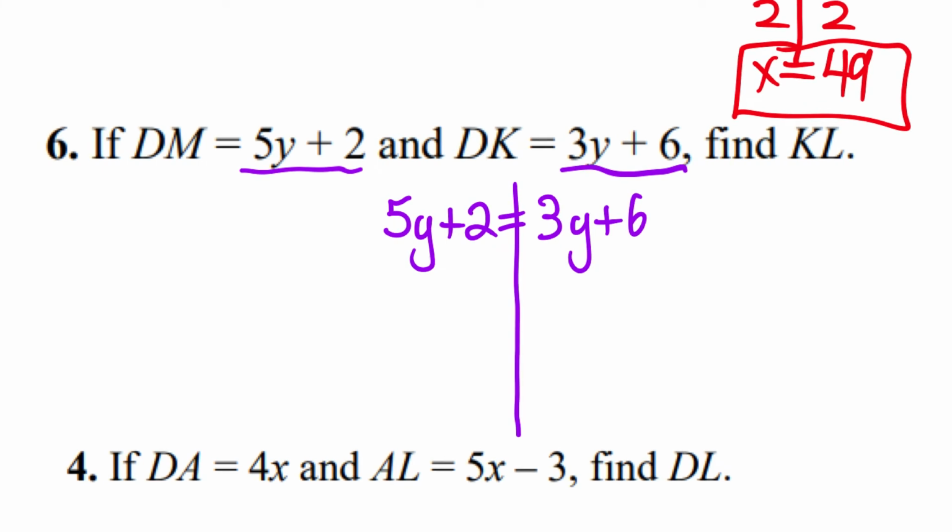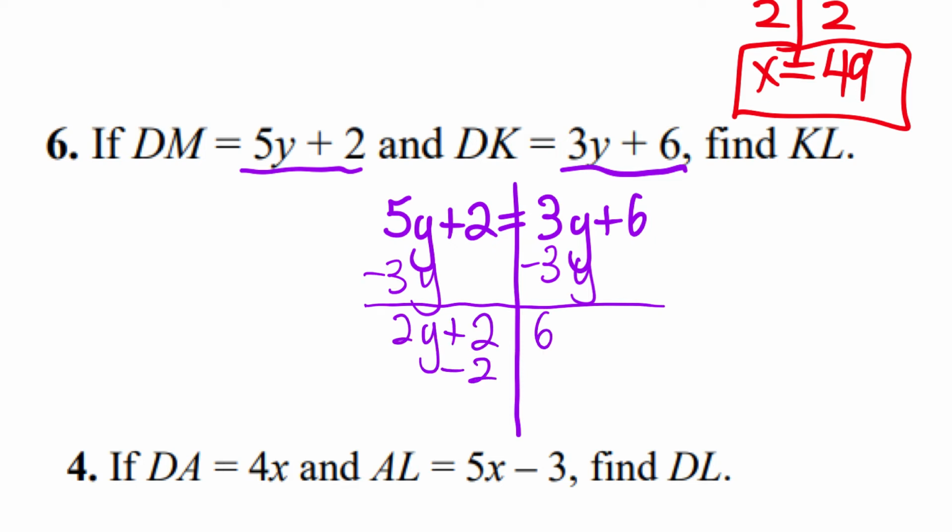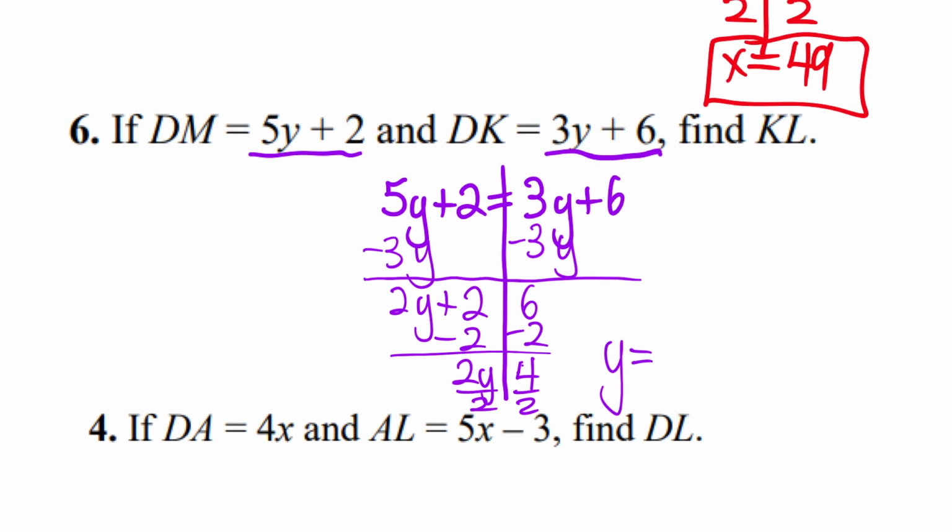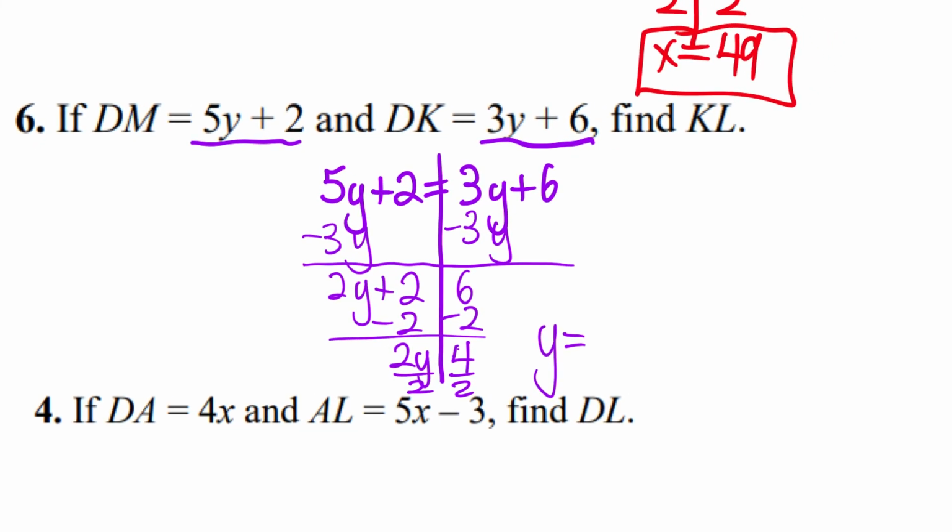All right, first thing I want to do is get my y's together. So I'm going to subtract 3y from both sides. This gives me 2y plus 2 equals 6. Minus 2, 2y equals 4, divided by 2. So y equals 2.